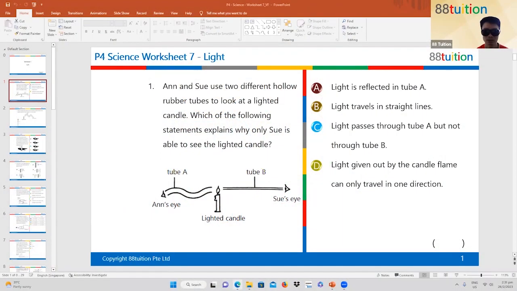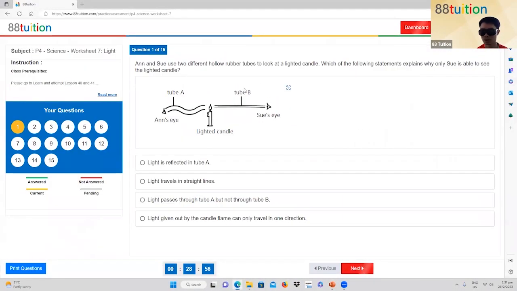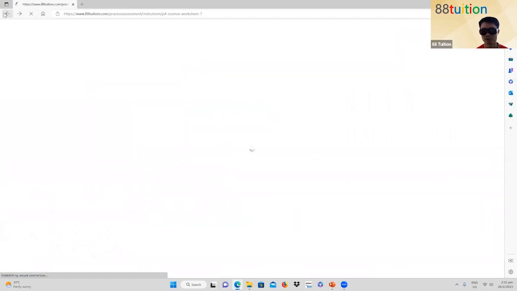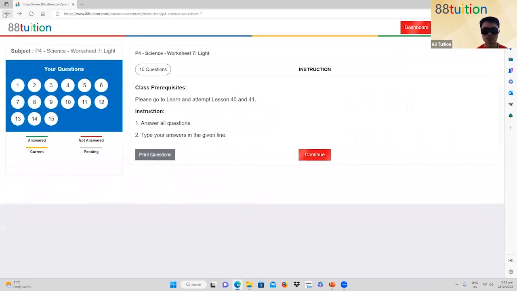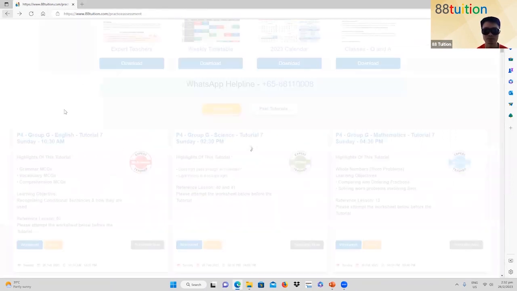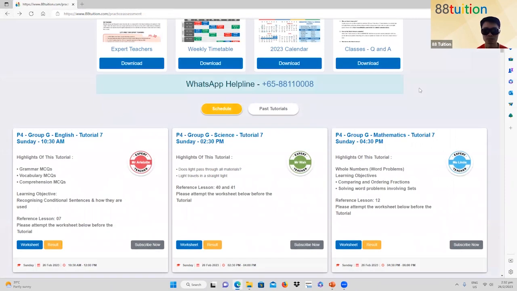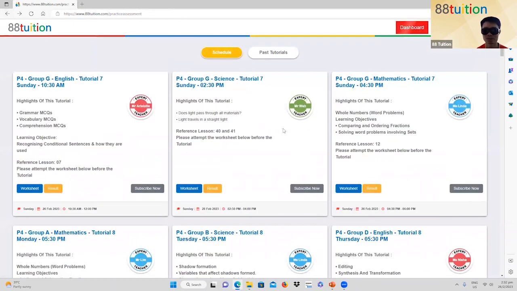So right now, let's go back to the 88 Tuition website. Okay, you can take picture of it, is it? But at the end of the day, when you study, it's better. Okay, so today we're doing this. Okay, worksheet 7. Just to bring you guys to the tuition website, we are here.